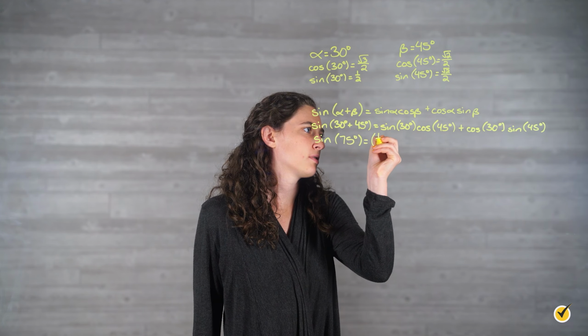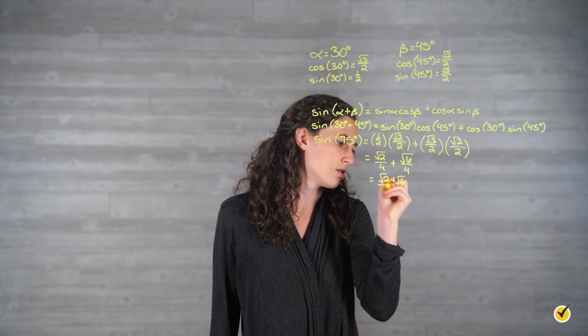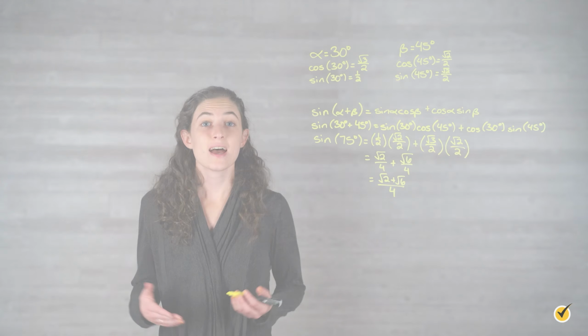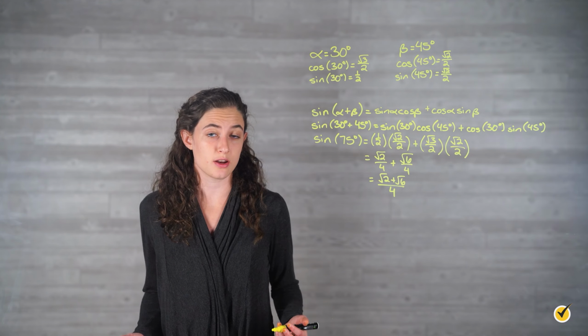Now we're going to simplify with a little bit of multiplication. So 1/2 times the square root of 2 over 2 is the square root of 2 over 4, plus the square root of 3 over 2 times the square root of 2 over 2 is equal to the square root of 6 over 4. And finally, because both terms have the same denominator, we can write our answer as a single fraction. So we'll get the square root of 2 plus the square root of 6 over 4. As you can see, it's important to be strong in handling radicals and fractions to do this kind of work.